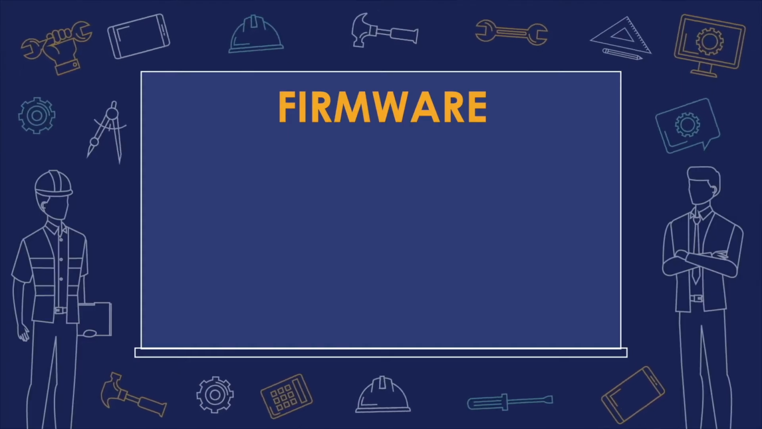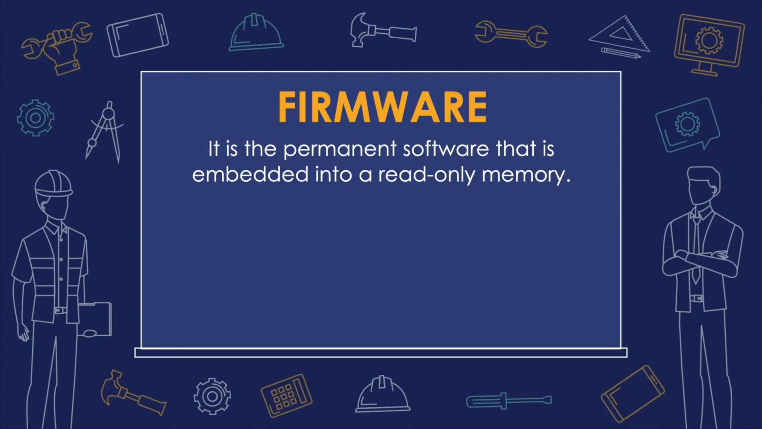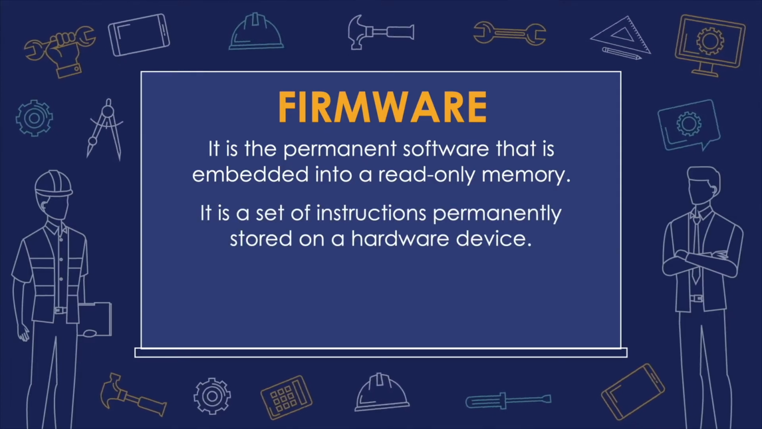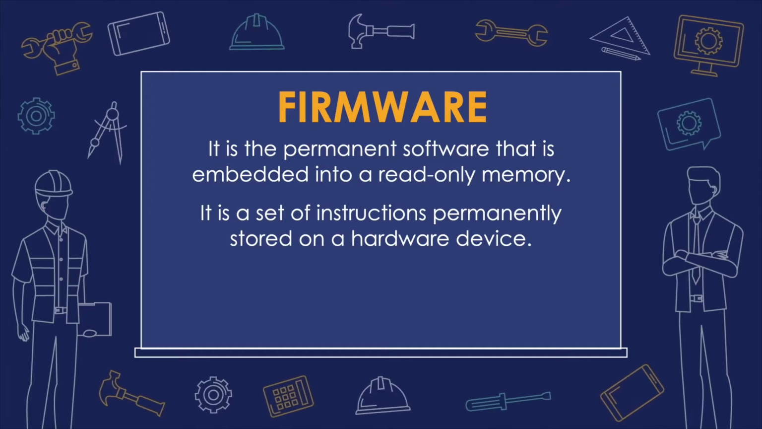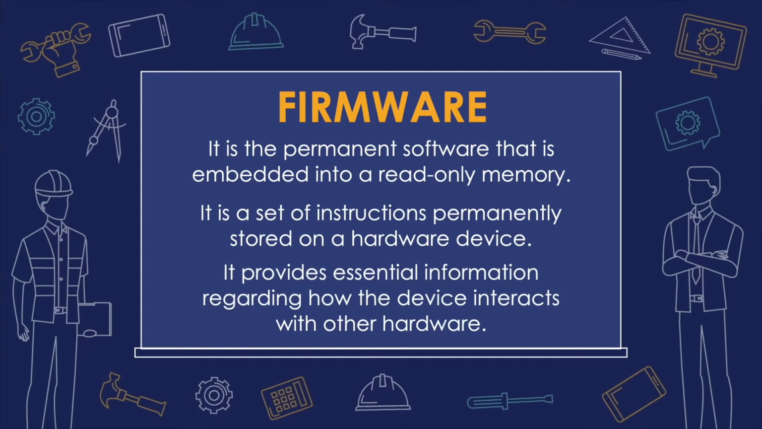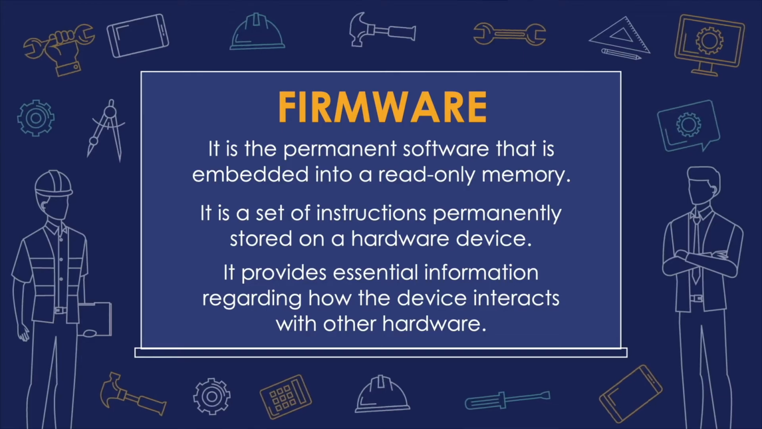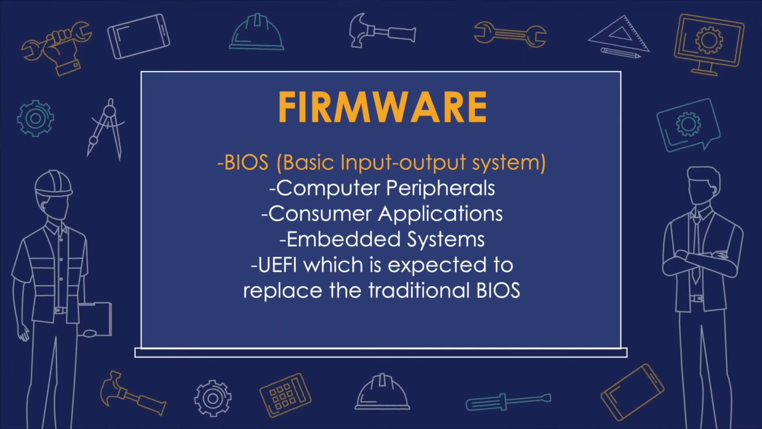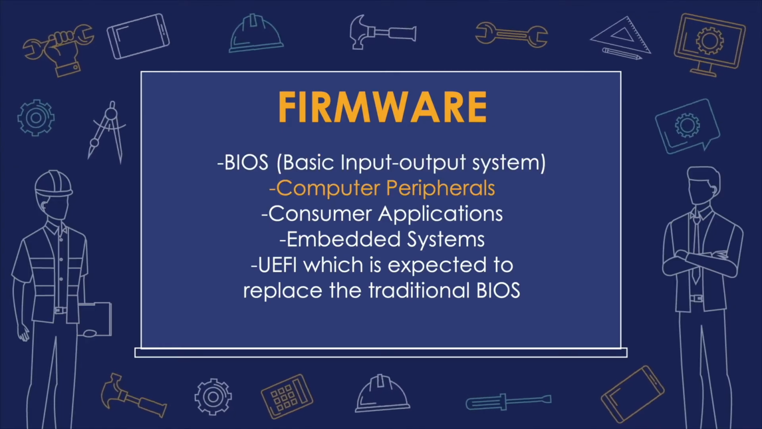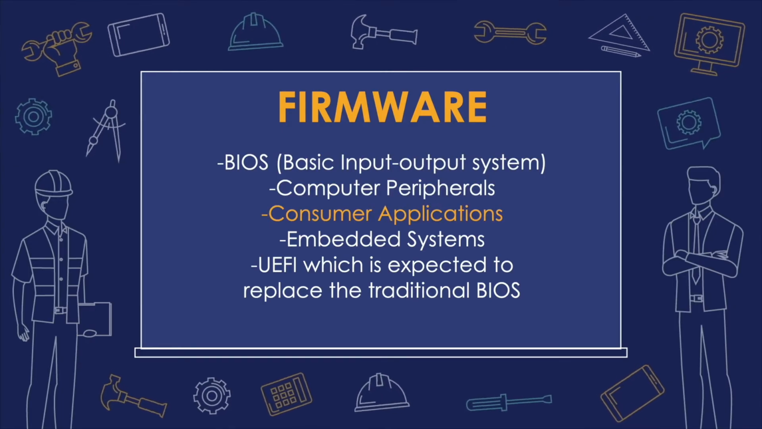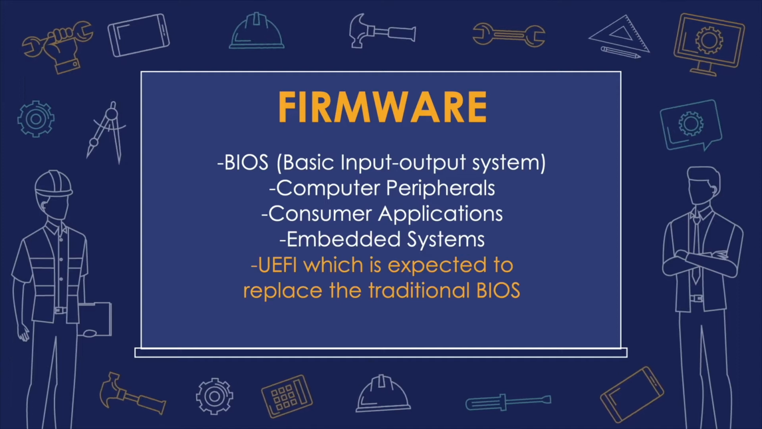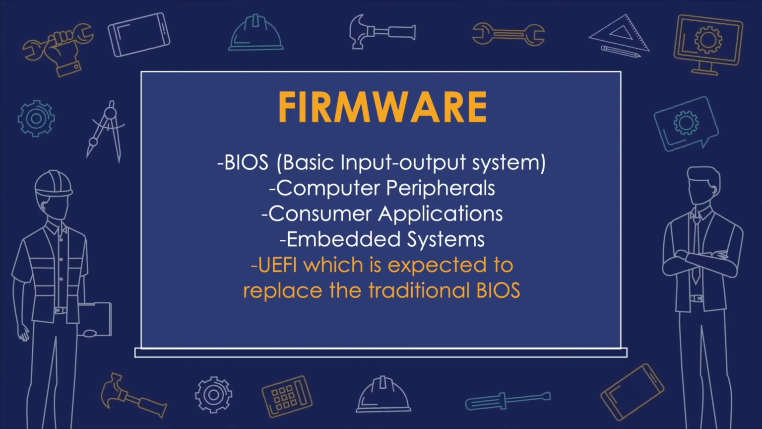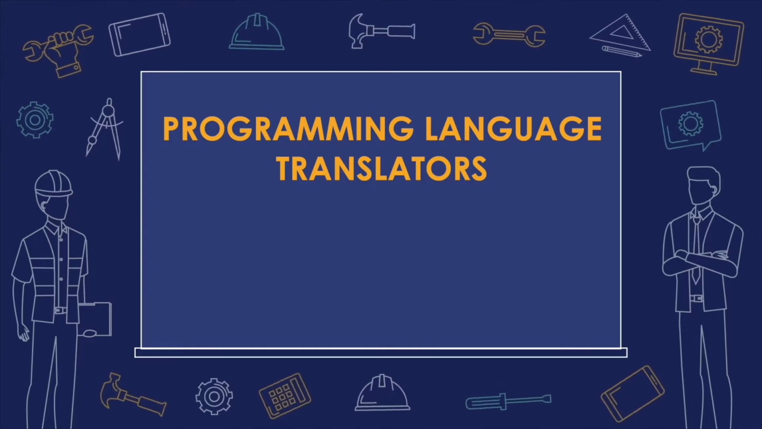Next, we have the firmware. It is the permanent software that is embedded into a read-only memory. It is a set of instructions permanently stored on a hardware device. It provides essential information regarding how the device interacts with other hardware. Some examples are the basic input-output system, computer peripherals, consumer applications, embedded system, and the UEFI, which is expected to replace the traditional BIOS.